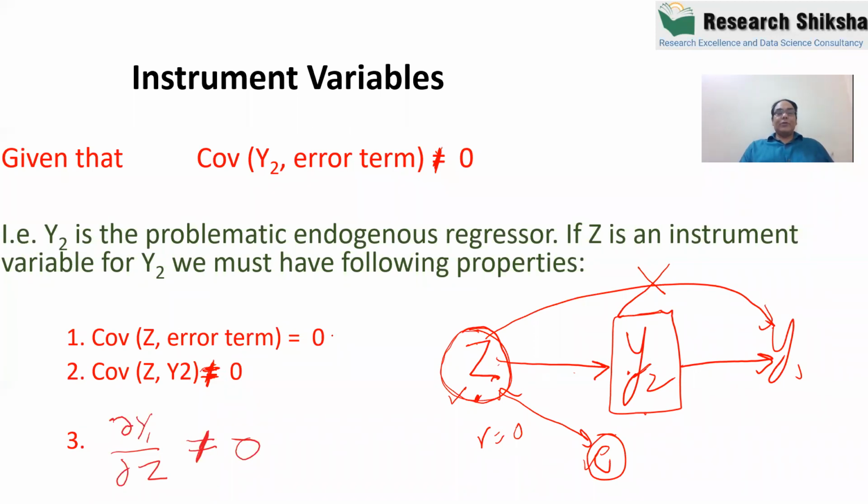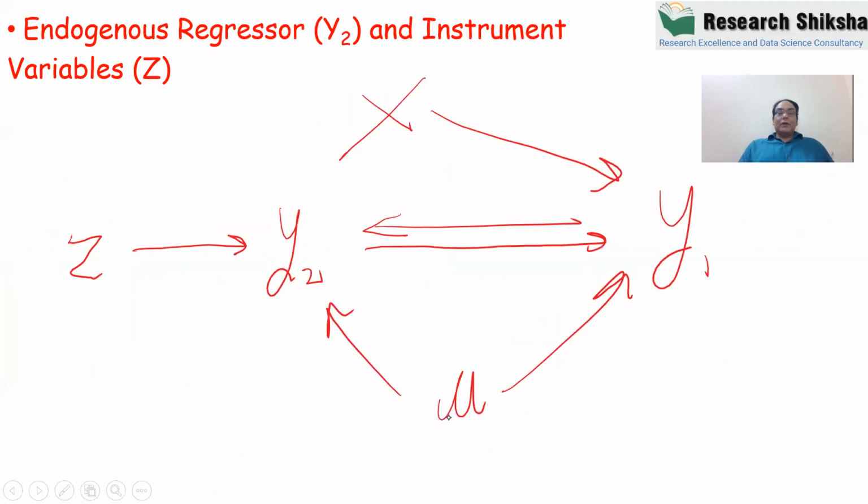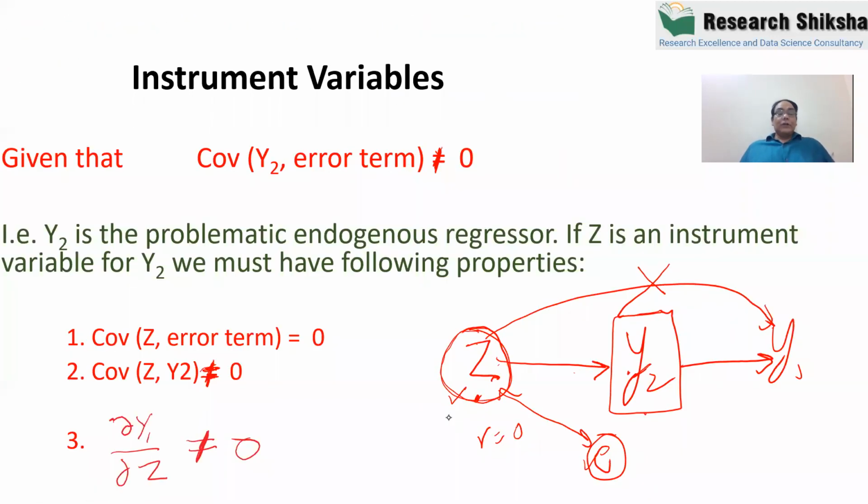z and the error term should be equal to 0, and the rate of change of y1 with respect to the instrument variable should also be 0. Actually, this is wrong. This is 0. I will send you the correct slide. Don't worry, because there are some typing mistakes in this slide.